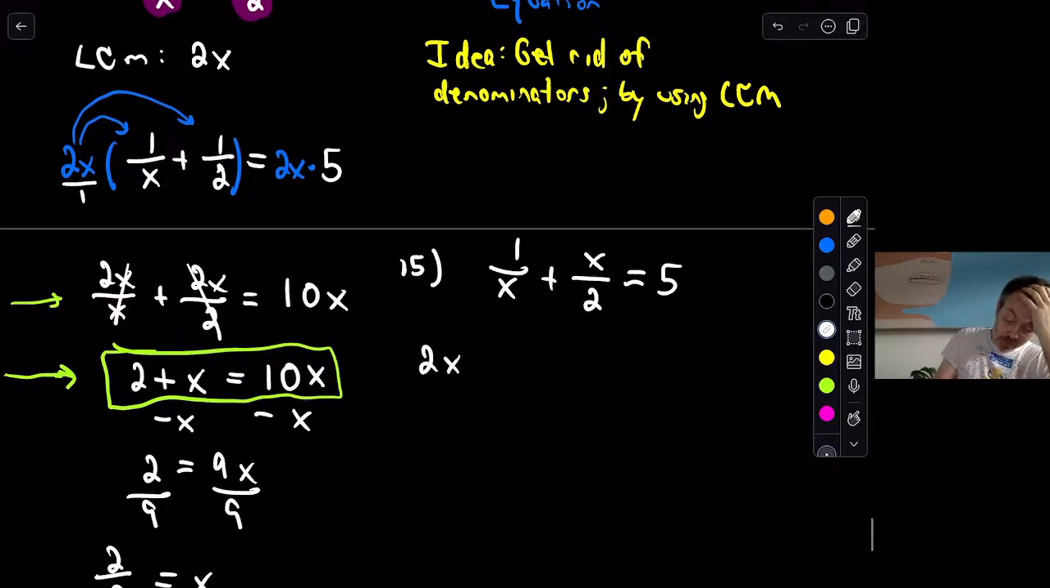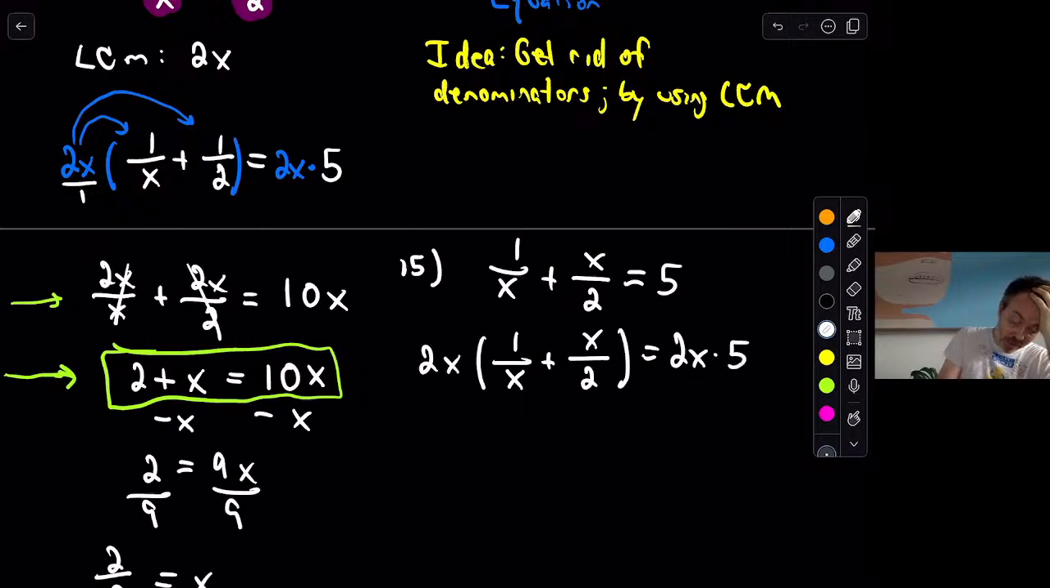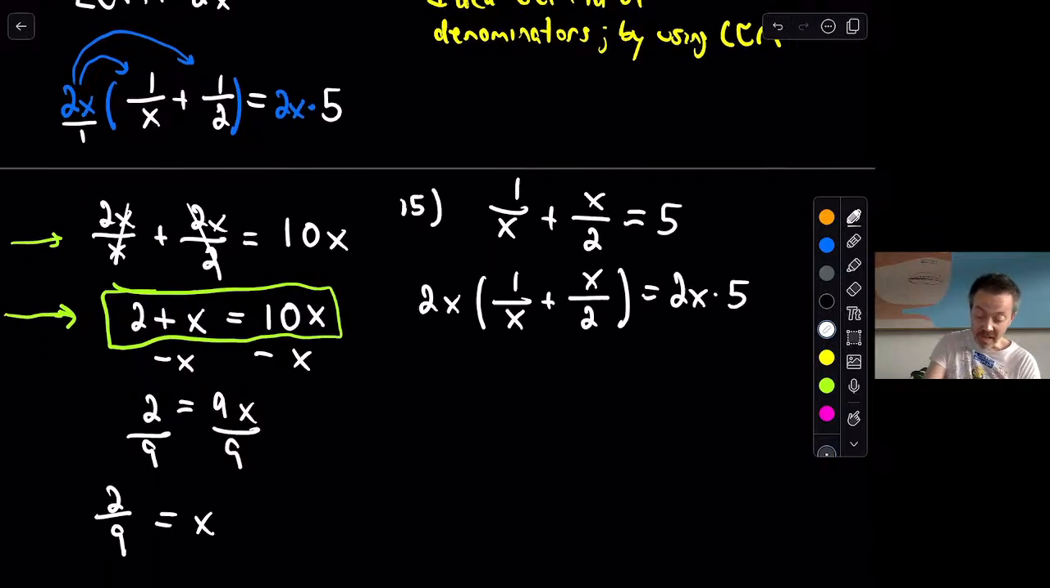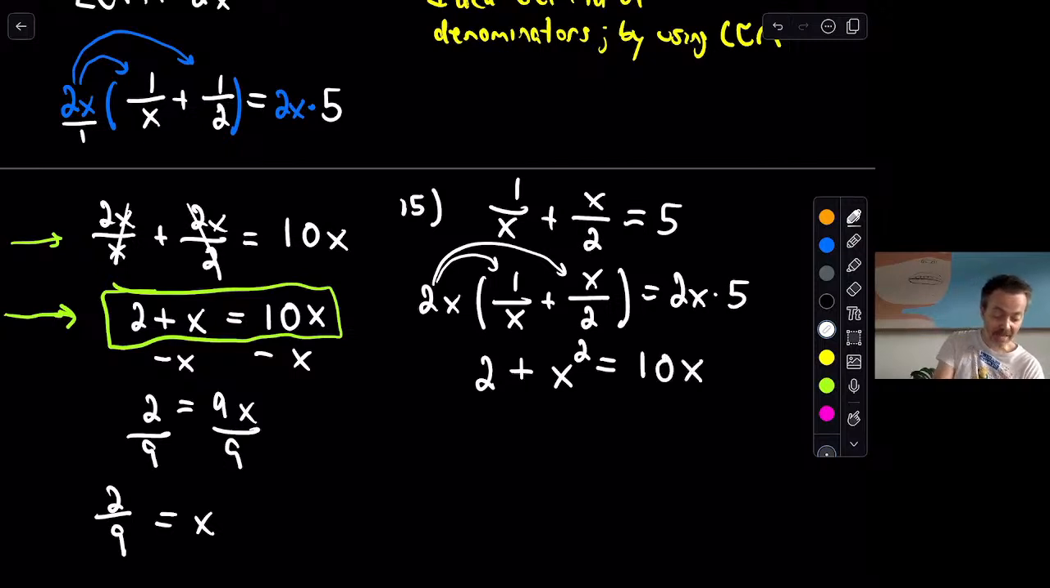So I would still multiply both sides by 2x. I'm still going to do the exact same thing that I started with. Still multiply by 2x. On the left side, when I distribute, 2x times 1 over x is still going to be 2. Now, when I distribute to the next term, the 2's would cancel. I would have x times x. So that's going to leave me with x squared, and still 10x on the right.